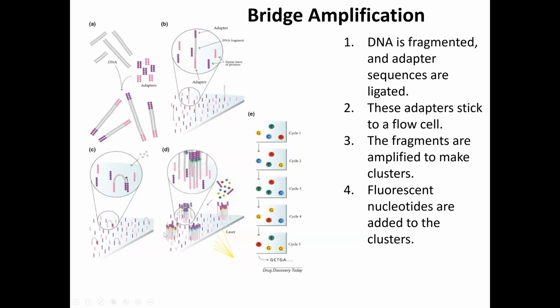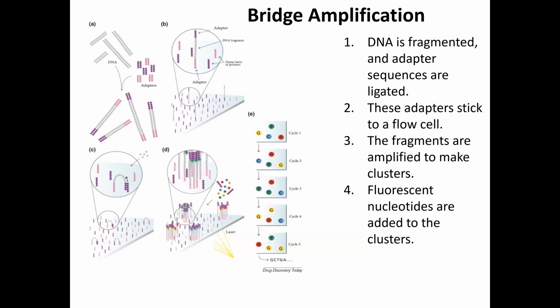This is technically called a cluster, in this step called cluster generation. Within this cluster, all of these molecules are identical, just like a PCR product. Within each cluster, it's identical, but they're different between clusters, different sequences. So again, the purpose of the bridge amplification step was not to sequence anything. We haven't actually done that yet. It was to amplify the signal that we're about to try to get.